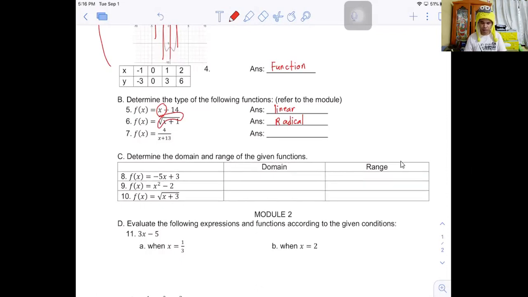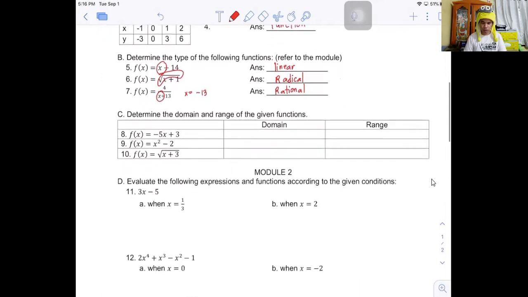Next, number 7. For number 7, the answer is rational. If you have noticed, the denominator has a variable. And if your function has a variable in the denominator, it tends to have an asymptote because there is a value of x that will make the function undefined. For example, in this case, if x is equal to negative 30, the denominator becomes zero, and division by 0 is not allowed. So that is a feature of a rational function.